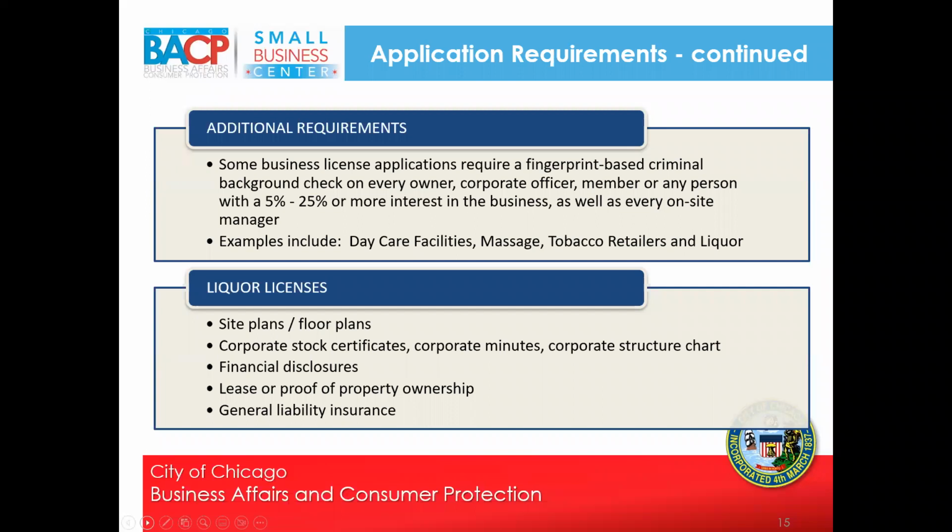With regards to our liquor licenses, you have to have a site plan and any floor plans, corporate stock certificates, corporate minutes, the corporate structure chart, and financial disclosure forms will also need to be included. They want to know where the money is coming from to fund this particular business activity, the lease or proof of property ownership, whether it's a tax bill, and any general liability insurance. When you come into our offices, we do have liquor consultants here on site who will be able to walk you through the process and any required documents that you might need for that particular license.